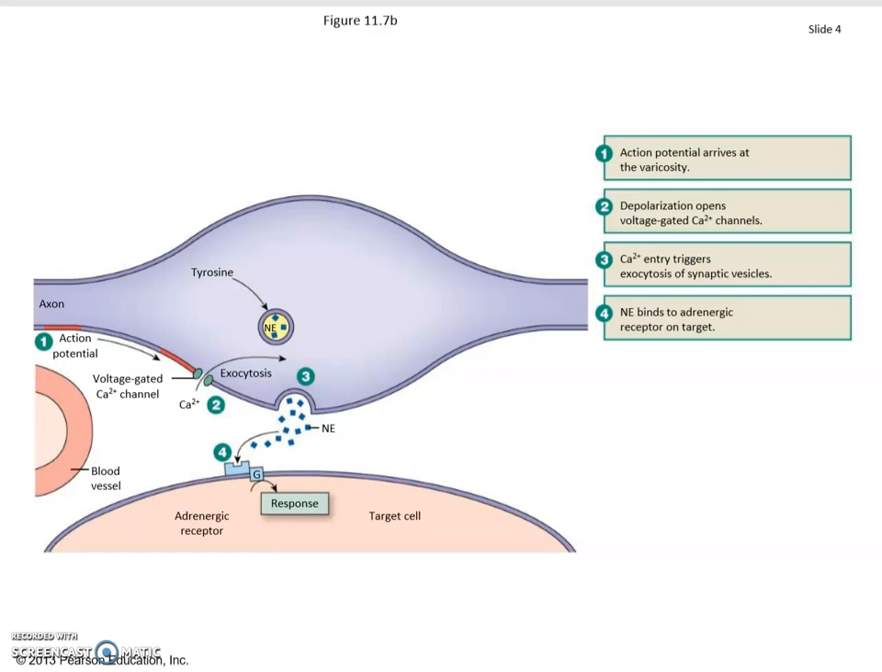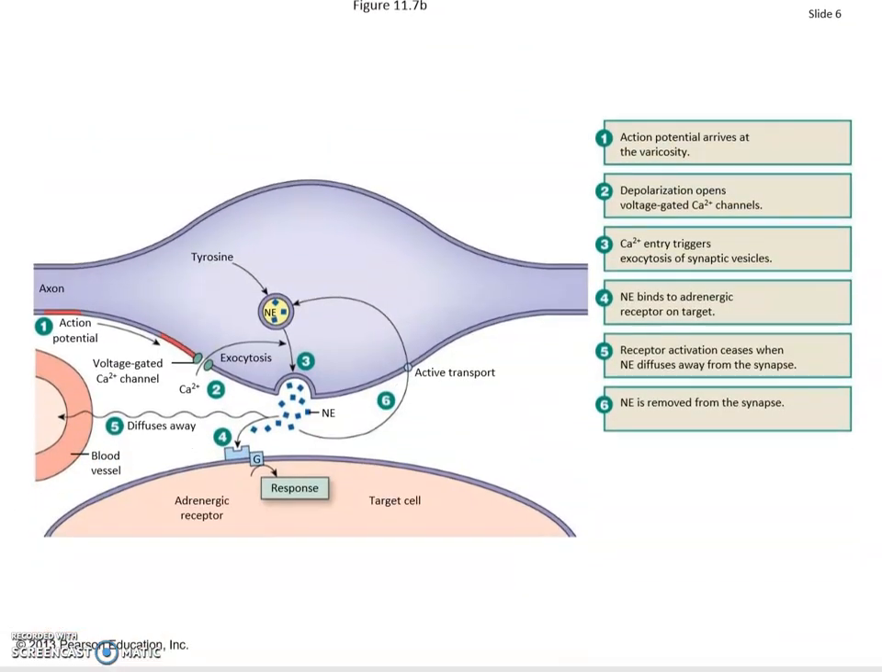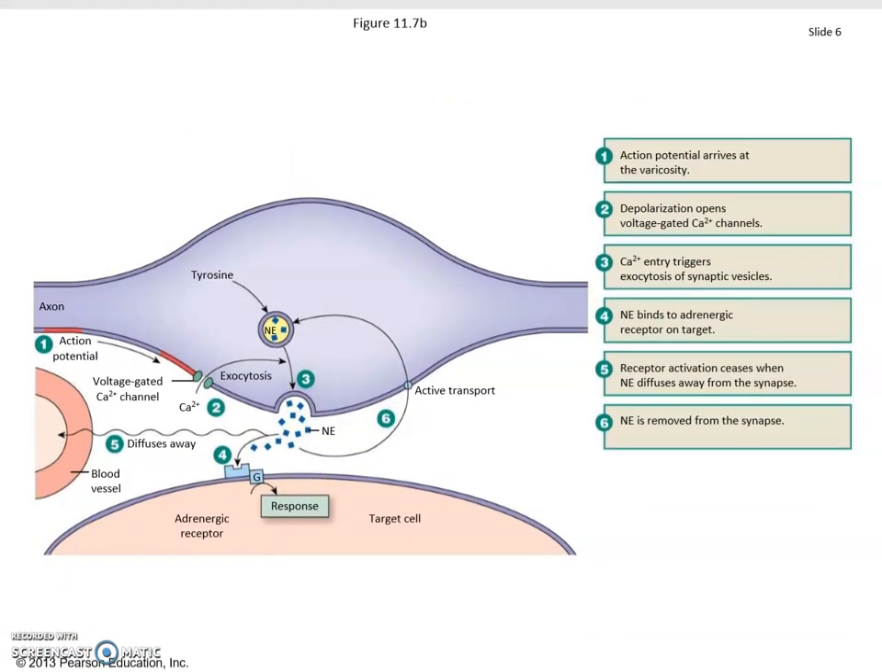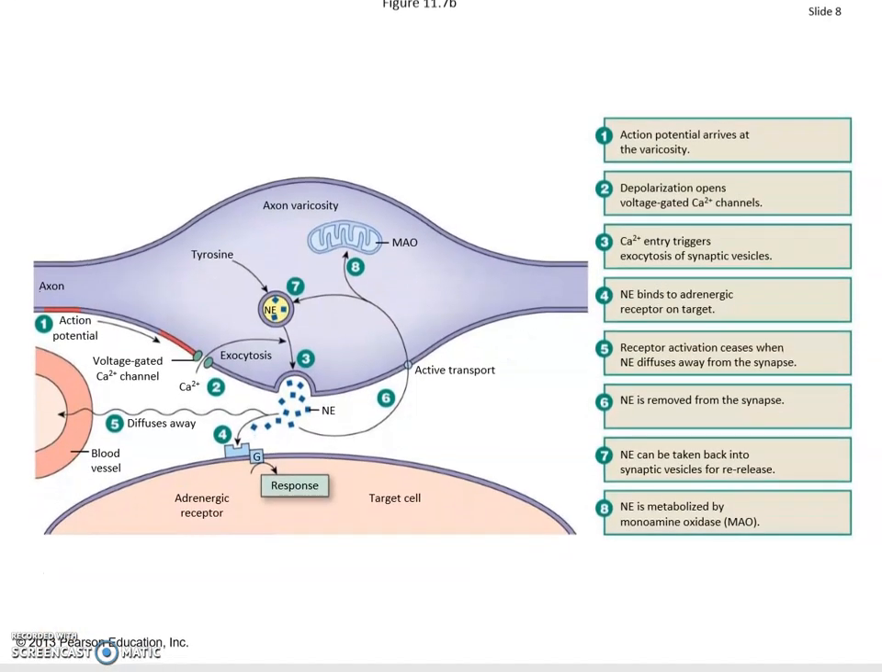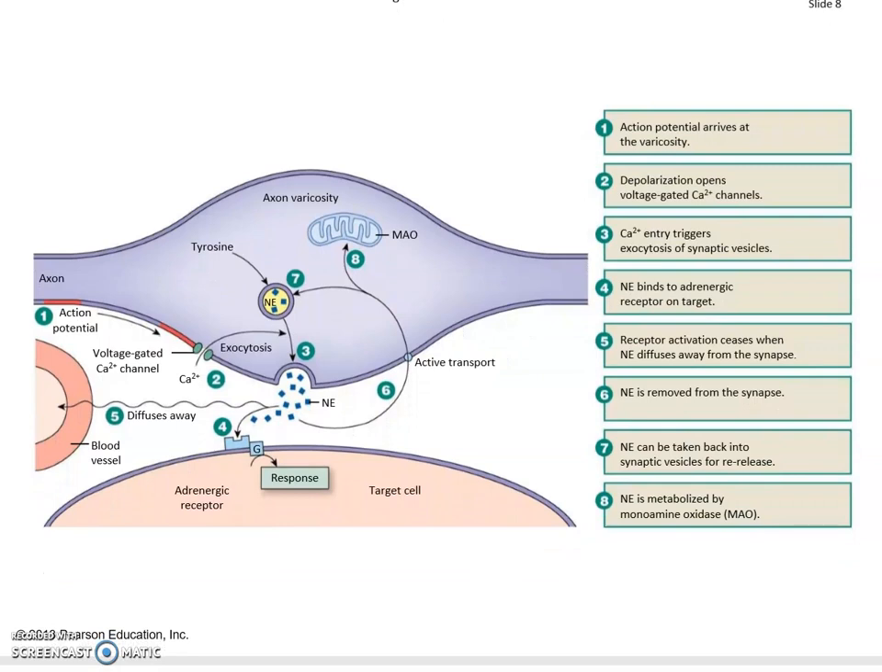Now the job would be to remove the norepinephrine, and that can be done in a couple of different ways. It could be just that it's diffusing away, or it could be active transport, putting it back into this varicosity for recycling. There's maybe one thing that you should know. You may have heard of an enzyme that's called monoamine oxidase. That's an enzyme that will metabolize the norepinephrine and then help with its recycling. But there is a class of drugs out there that's called monoamine oxidase inhibitors, MAO inhibitors.